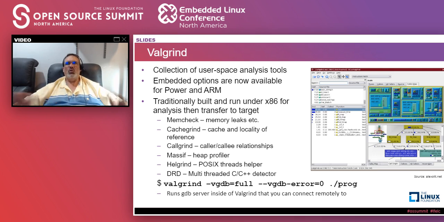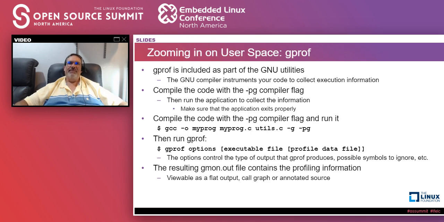Valgrind is a complete suite of software. It is relatively complex, but it does work on ARM and it does work on x86 as well as PowerPC. So if you're trying to get into real fine-grained debugging to find out exactly what's going on inside of the application processor and how it's interacting with your code, Valgrind is the key to being able to do some things like that. We have GProf, which is a profiler.